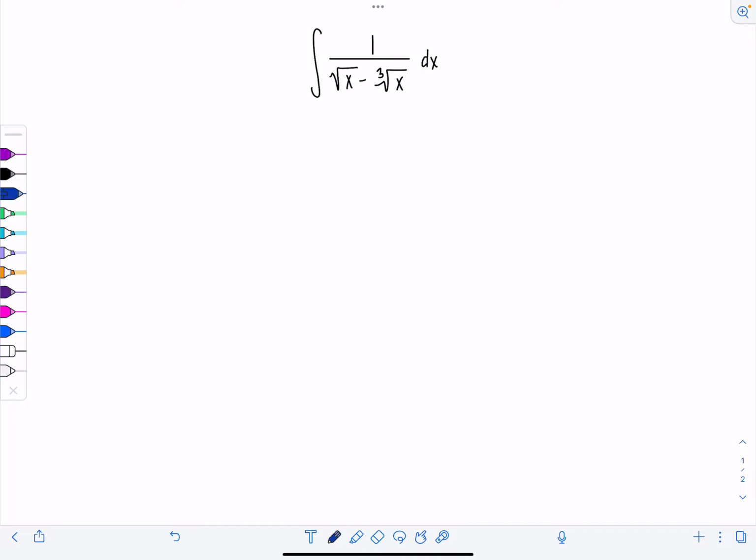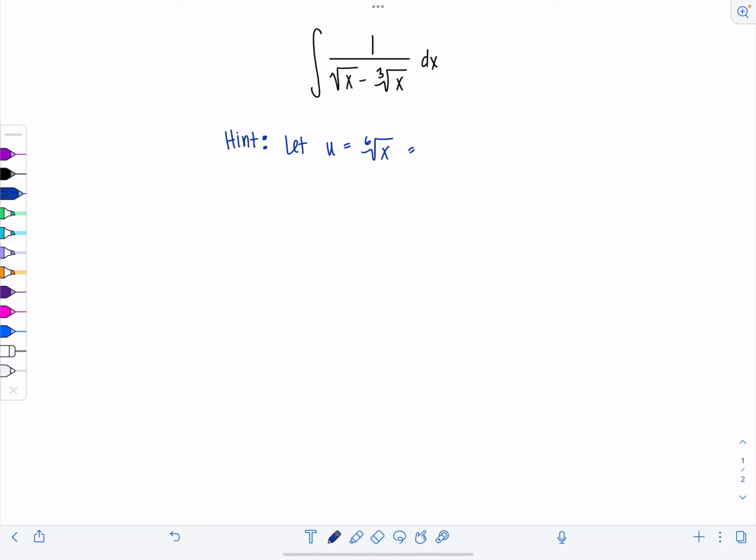Here's your integral of the day. Indefinite integral of 1 over the square root of x minus the cube root of x dx. And I'm going to be nice and give you a hint. It's going to require a couple integration techniques, but to start it off, you want to make a u substitution and let u equal the sixth root of x. So if you want to pause the video, give it a try, feel free. I'm going to jump right in.